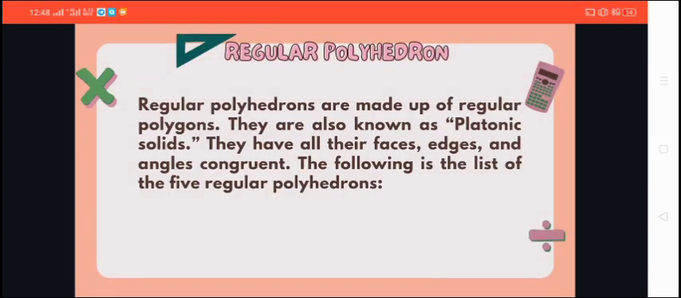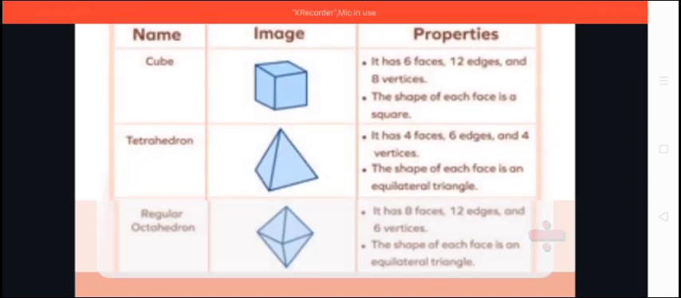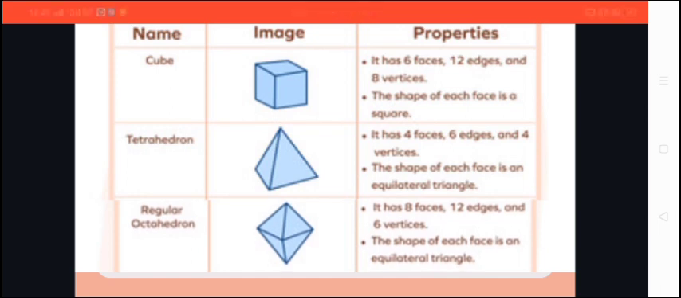So, regular polyhedrons are made up of regular polygons. They are also known as platonic solids. They have all their faces, edges, and angles congruent. The following is the list of the 5 regular polyhedrons. We have here the name, also the image, and also the properties. The name is cube. A cube has 6 faces, 12 edges, and 8 vertices. The shape of each face is a square.